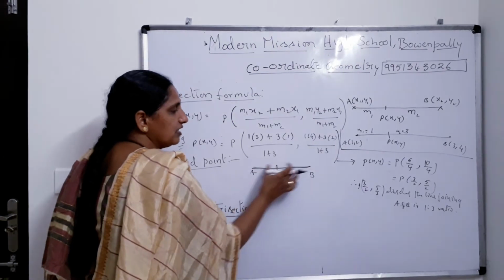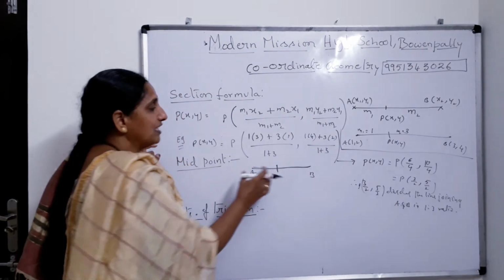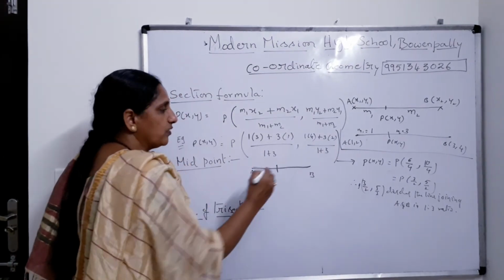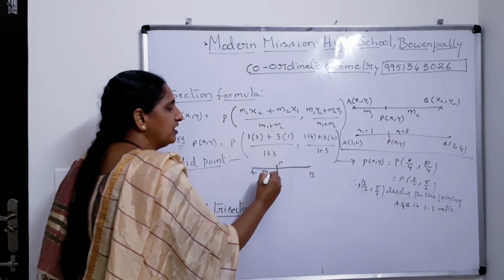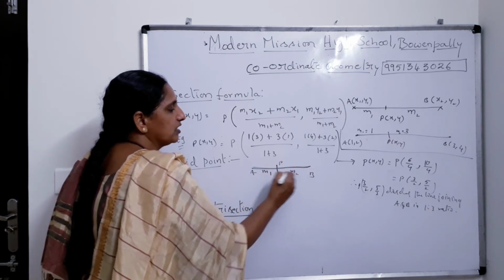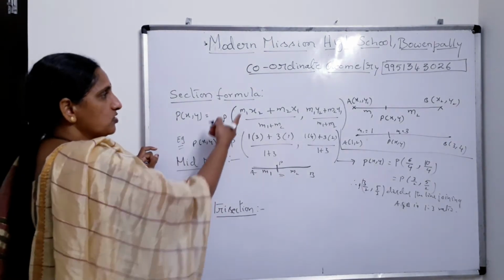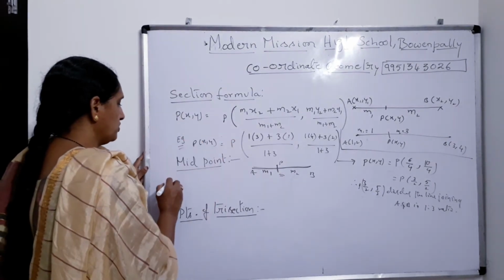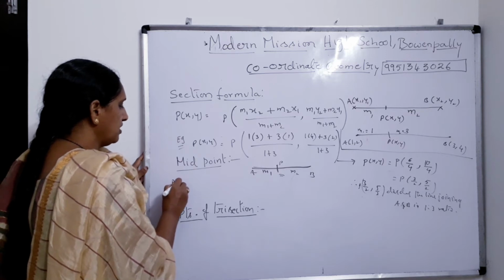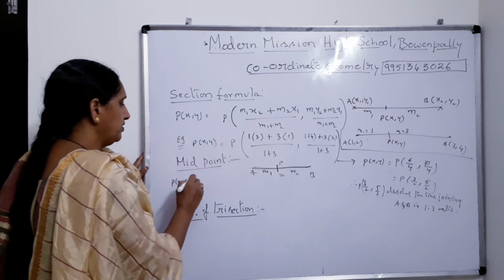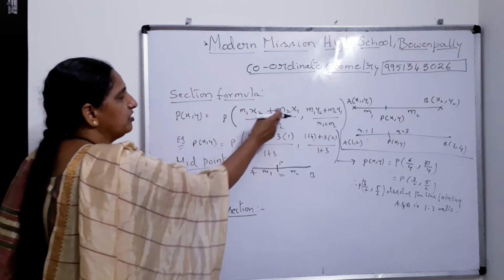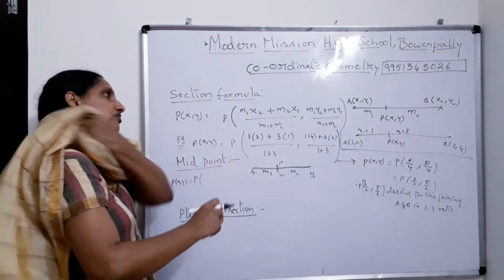So what does it mean? The number of parts here will be equal to the number of parts here, or the size of this is equal to the size of this one. So therefore M1 is equal to M2 condition. So if we simplify, what is it going to be? So therefore midpoint P of x comma y is equal to. Now let me substitute. In place of M1, M2 you take M1 only because both of them are equal.